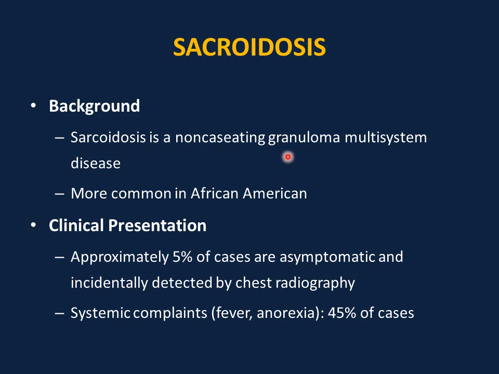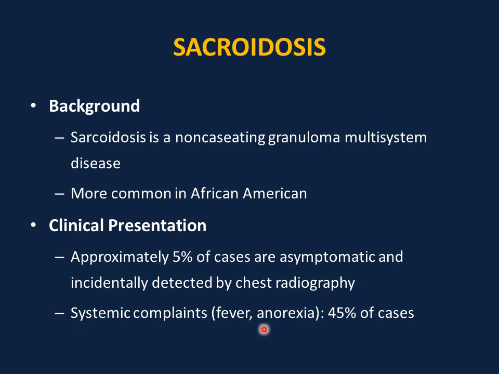Sarcoidosis is a non-caseating granuloma multisystemic disease, and it is more common in African Americans. Approximately 5% of the cases are asymptomatic and can be detected incidentally when you do chest radiography, and you will see bilateral lymphadenopathy, or bilateral hilar lymphadenopathy.